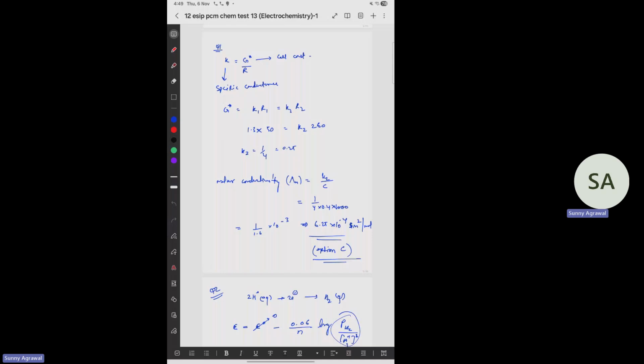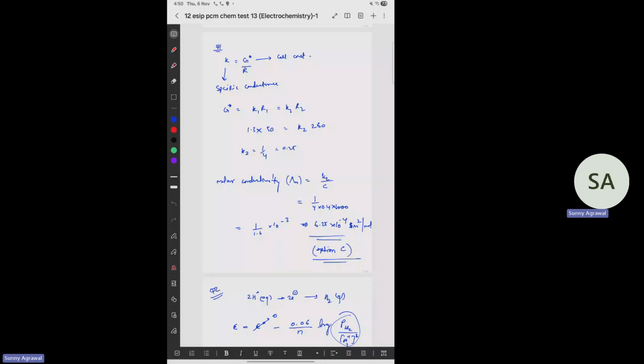First question was related to the calculation of molar conductivity of solution. So resistance of solution was given when molarity was 0.2. The resistance was 50 ohms, whereas the specific conductivity of solution is 1.3. If the resistance of 0.4 molar solution is given as 260, we have to calculate what?